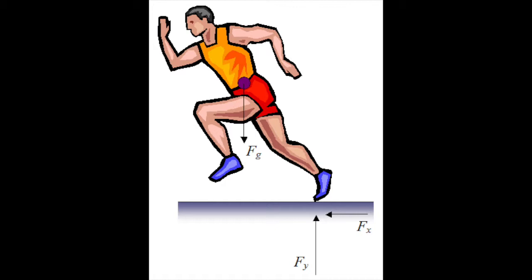And finally, F of g represents the force due to gravity, which pulls him down as he is in the air. This force acts through the center of mass of the runner, represented by the dot on his stomach. While he runs, F of y is always greater than F of g. Thus, he is able to push off the ground and overcome the force of gravity. F of x, the horizontal force, is the force that drives the runner forward. Therefore, a runner's speed is directly proportional to the magnitude of F of x.